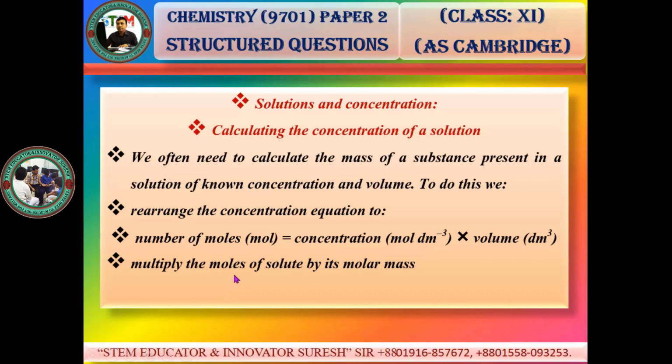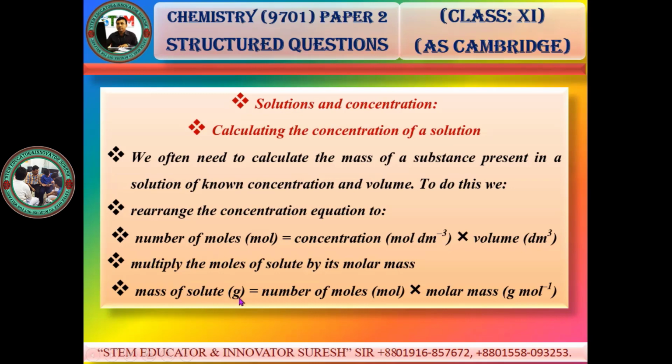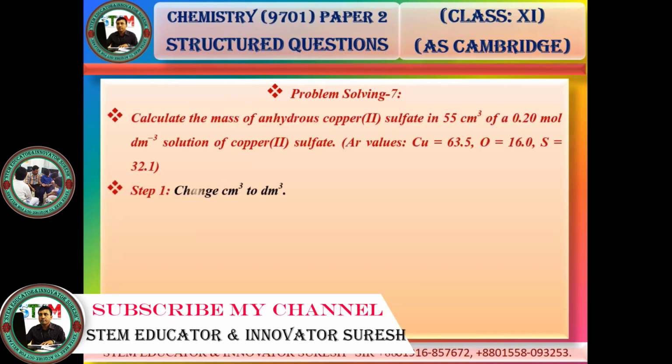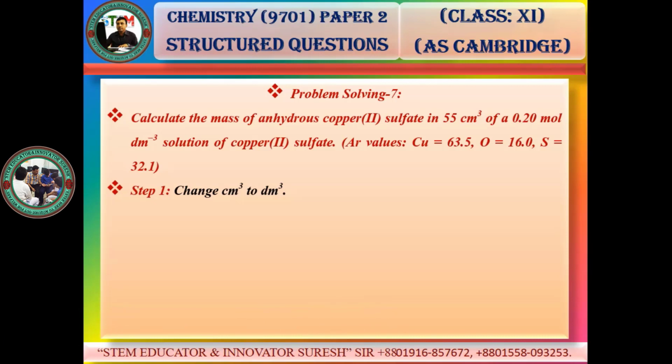Next step, we have to multiply the moles of solute by its molar mass. Another one: mass of solute in gram equals number of moles multiplied by the molar mass in gram per mole. So these are 3 equations required to solve this type of problem. Problem solving 7. Look at this. What's the problem here? Calculate the mass of anhydrous copper II sulfate in 55 cubic centimeter of 0.20 mole per dm cube solution of copper II sulfate. Relative atomic mass values here: copper 63.5, oxygen 16.0 and sulfur 32.1.